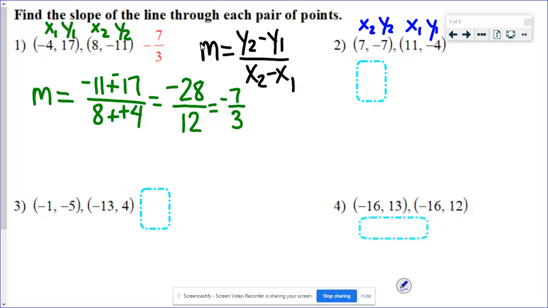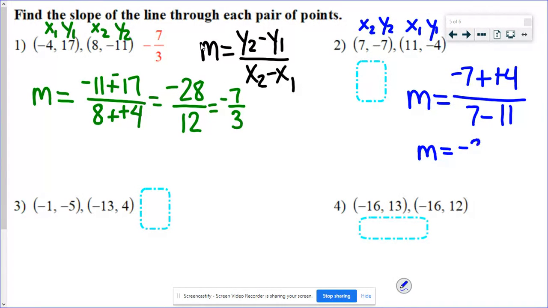So it's a little easier for me to move this and say, well, my y sub 2 would be that first one that I see, which is a -7, minus my y sub 1, which is a -4. And then on the bottom, x sub 2 is going to be 7 minus 11. Keep change. So I'm going to get that m is -3 over -4. But if I have a negative over a negative, that turns into a positive.